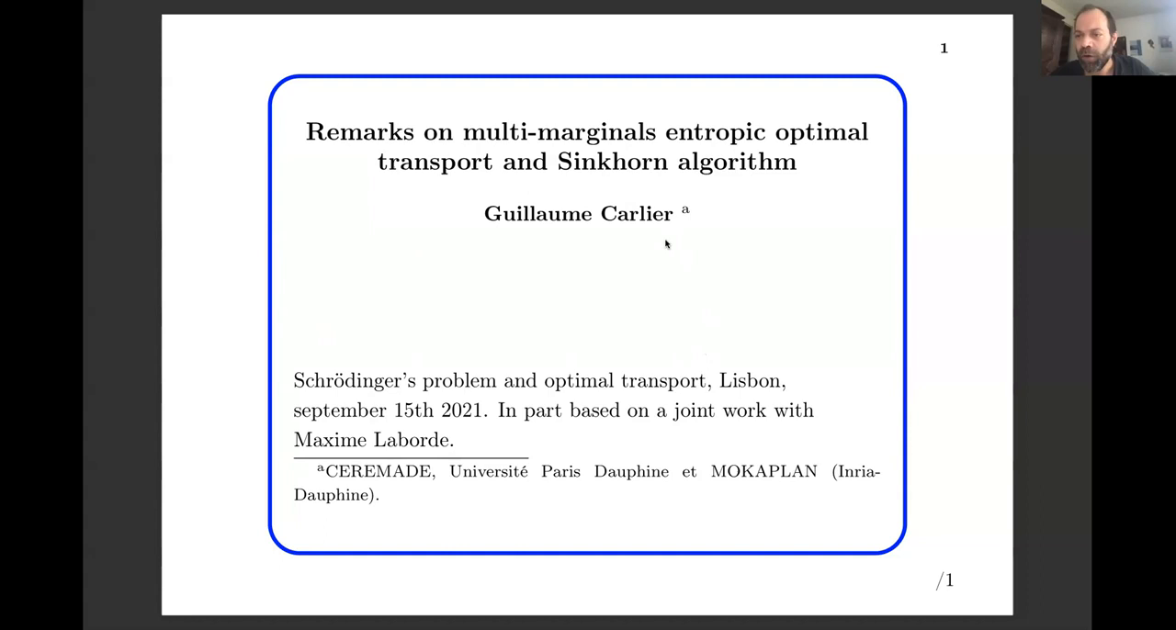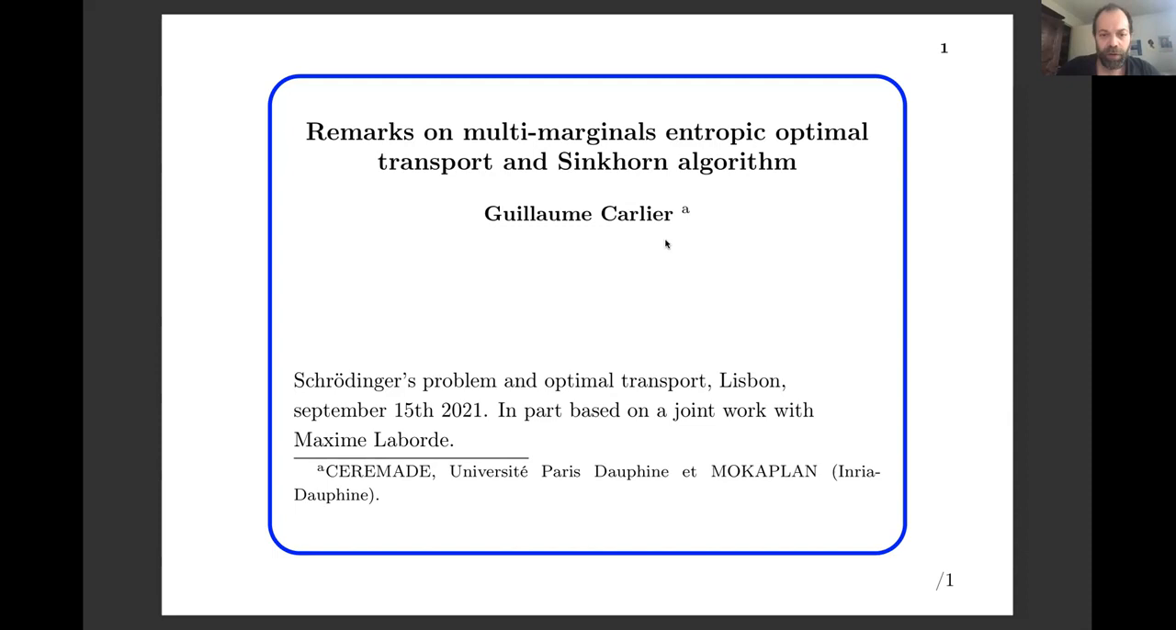One is about the well-posedness of the so-called Schrödinger system, the system of optimality conditions for the dual in the multi-marginal setting. That's joint work with Maxime Laborde. The second result I will describe is a linear convergence result for Sinkhorn in this multi-marginal setting. Please interrupt me at any time if anything is unclear or if the sound is bad.